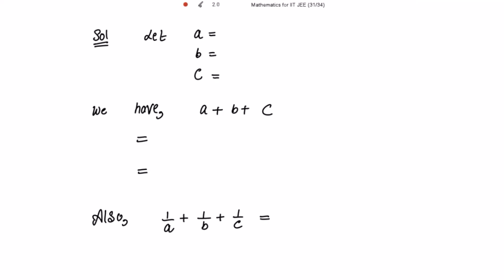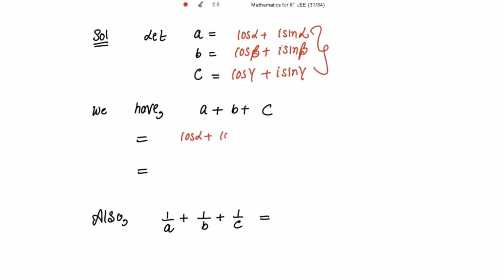So let's take a to be equal to cos of alpha plus iota sin of alpha, taking b to be cos of beta plus iota sin of beta, and taking c to be cos of gamma plus iota sin of gamma. If we add all these three, we get cos of alpha plus cos of beta plus cos of gamma plus iota times sin of alpha plus sin of beta plus sin of gamma, right?